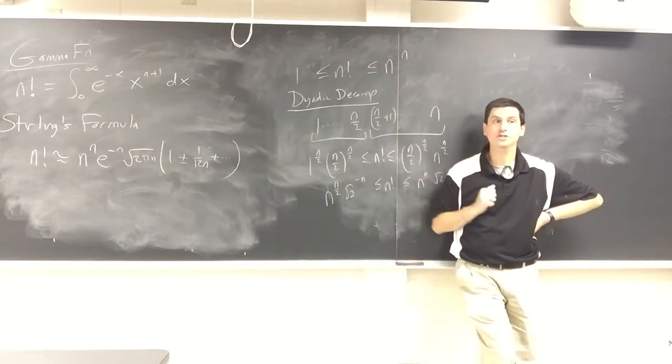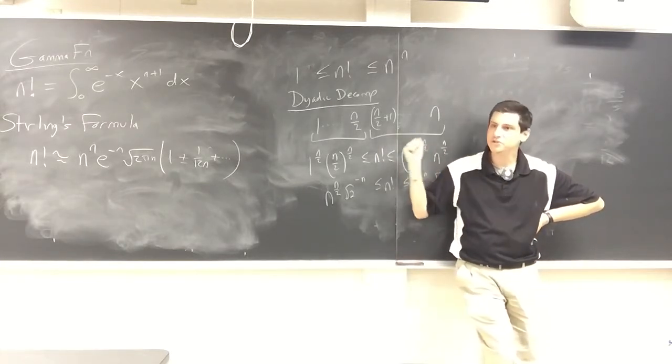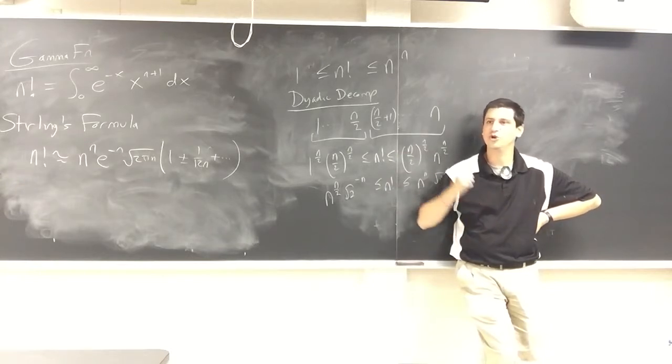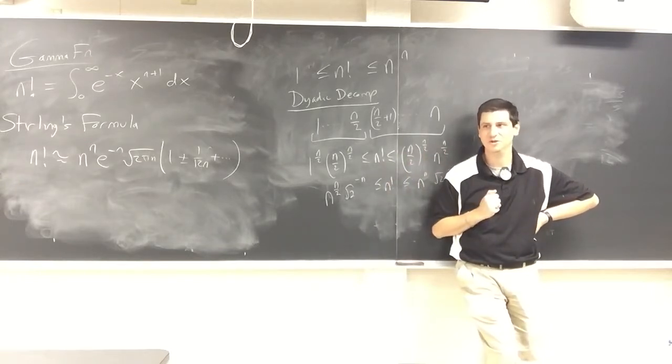I could decompose it into 4 pieces. Then decompose it into 8 pieces, then 16 pieces. And to some extent, eventually we're almost going to be seeing the n factorial coming in this decomposition.